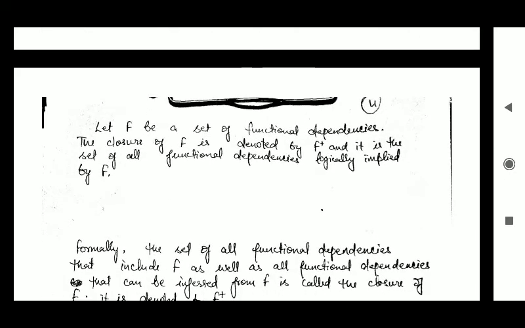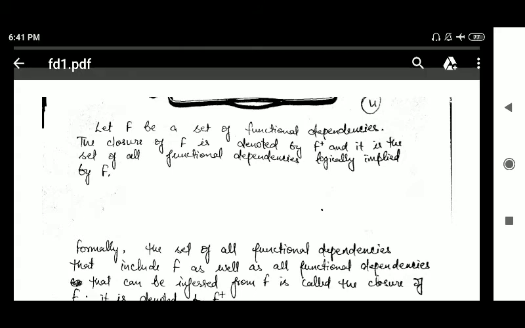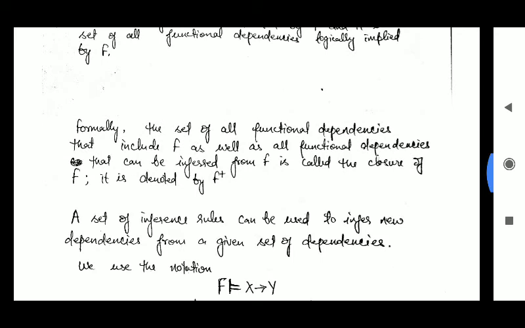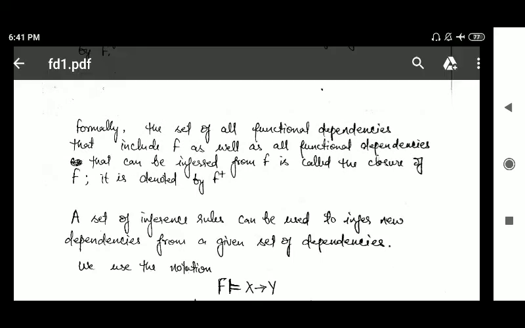Now let F be a set of functional dependencies. The closure of F is denoted by F plus and it is the set of all functional dependencies logically implied by F. Formally, the set of all functional dependencies that include F as well as all functional dependencies that can be inferred from F is called the closure of F and it is denoted by F plus.